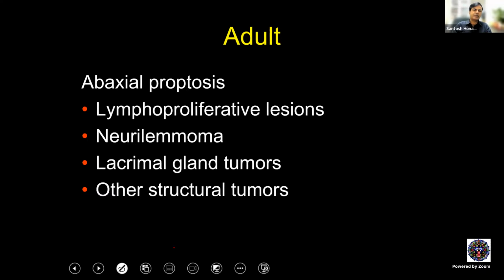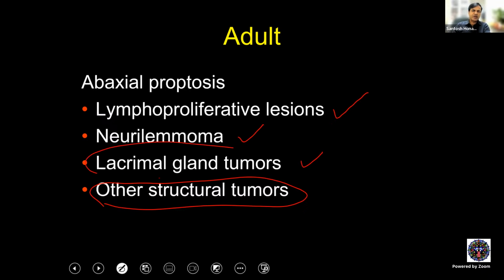Now, adults with abaxial proptosis, these are the differential diagnosis. I've only given four important differential diagnoses. Rest of these I have put as other structural tumors for you to simply remember. iFocus is mainly for postgraduate students, so I keep it very, very simple. Lymphoproliferative lesions come on the top of the list. Most important is this. Then comes neurilemoma, then lacrimal gland tumor.